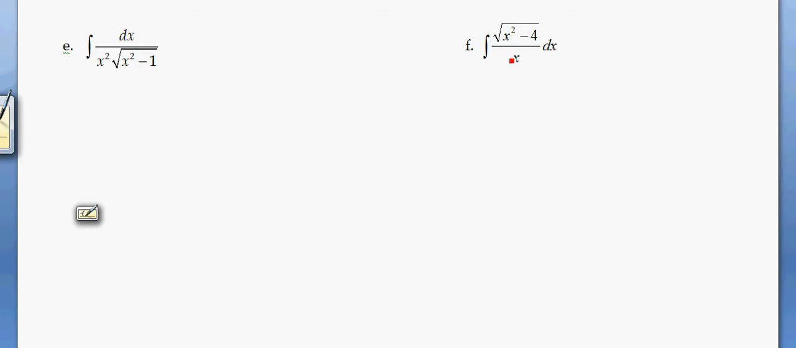But the x is in the denominator, right? So that's like an x to the negative 1. So that's not going to help us. If we tried to let u equal x squared minus 4, our du would be 2x dx, and this x to the negative 1 is never going to get used. So we do have to do a trig substitution.